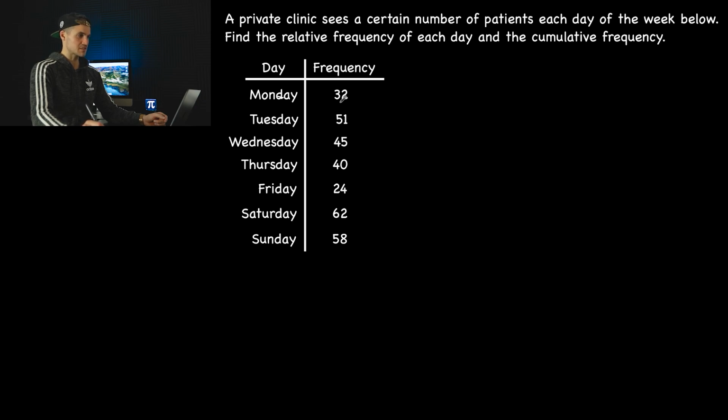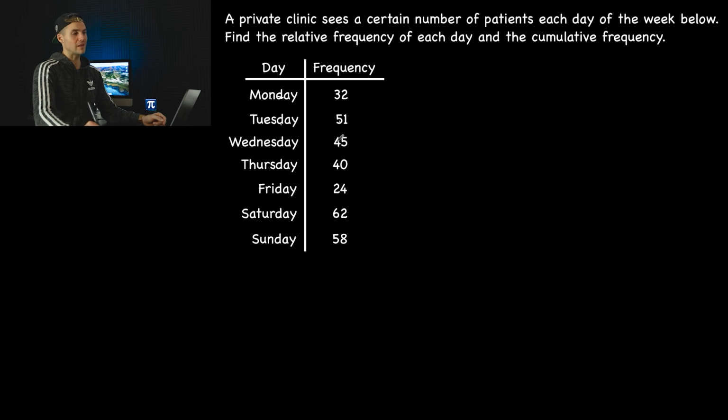This one's going to be fairly simple. Here we're told that a private clinic sees a certain number of patients each day of the week below. Find the relative frequency of each day and the cumulative frequency. On Monday, the clinic sees 32 patients, Tuesday, 51 patients, Wednesday, 45 patients, etc., all the way to Sunday.